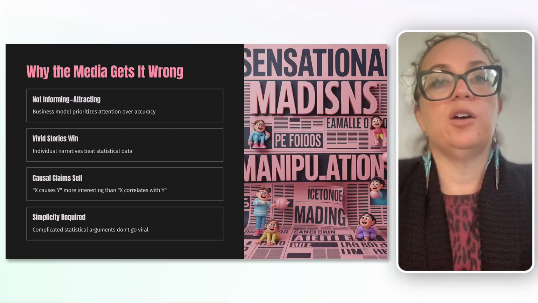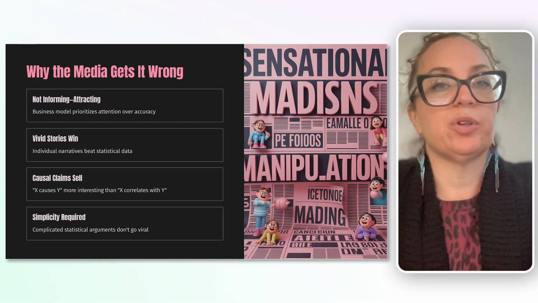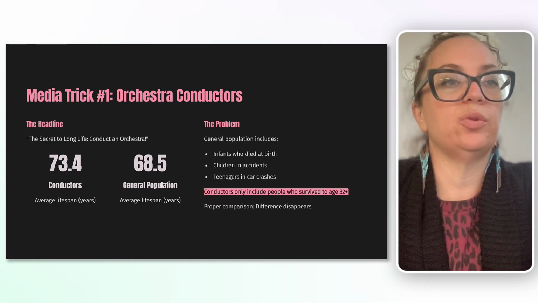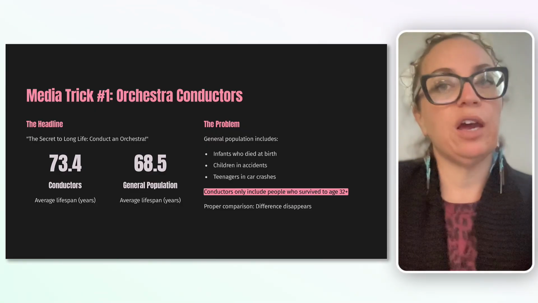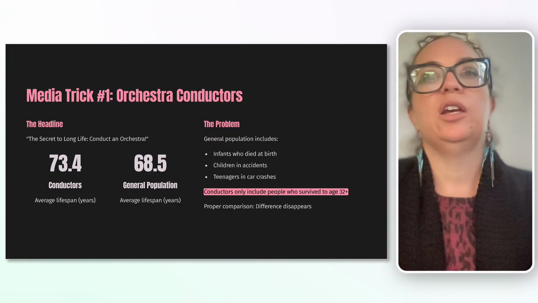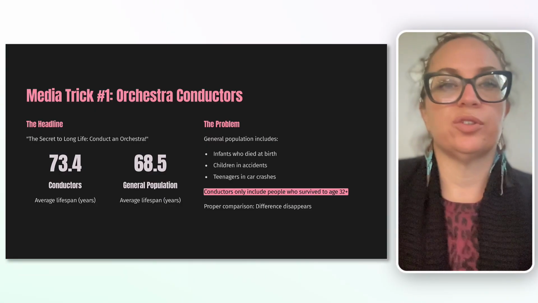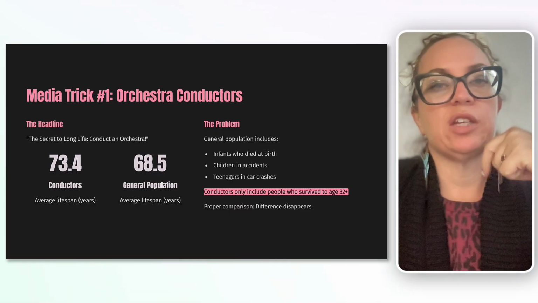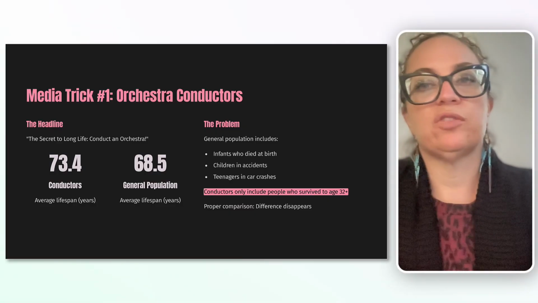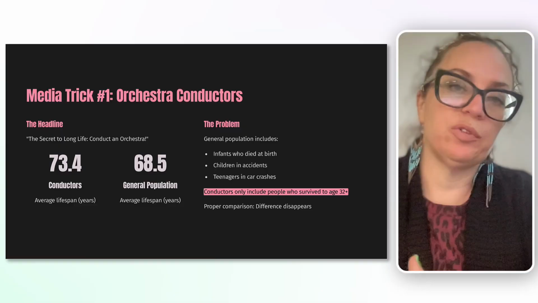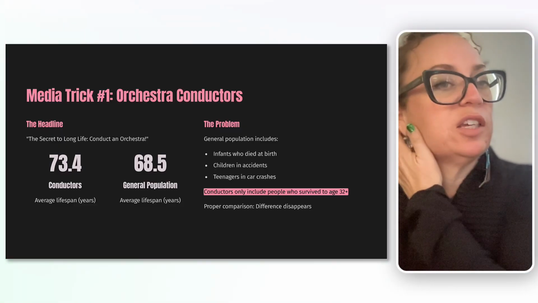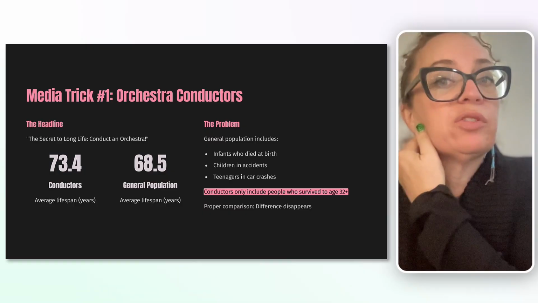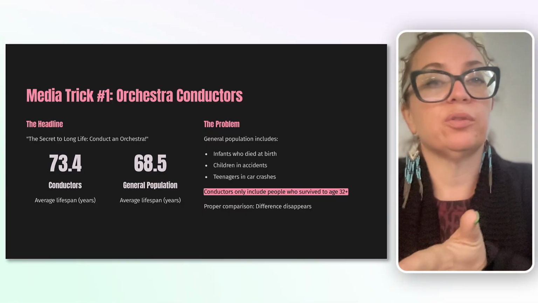Okay. So let me give you some examples from the book. Example 1 is orchestra conductors. So you might have heard that orchestra conductors live longer than average. The media loves this story. The secret to long life, conduct an orchestra. So here are the numbers they cite. Orchestra conductors lived an average of 73.4 years compared to 68.5 years for the general U.S. male population. This was done back in 1978. So 5-year difference, right? That's huge. So music must be really good for you, right?